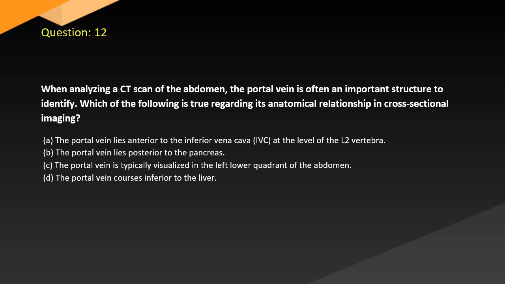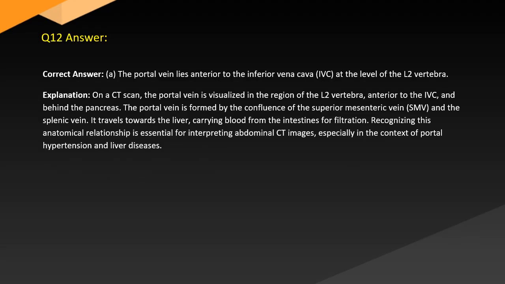C. The portal vein is typically visualized in the left lower quadrant of the abdomen. D. The portal vein courses inferior to the liver. Answer. Correct answer: A. The portal vein lies anterior to the inferior vena cava at the level of the L1 vertebra. Explanation: the portal vein is visualized in the region of the L1 vertebra, anterior to the IVC.